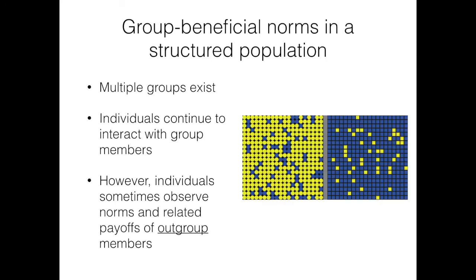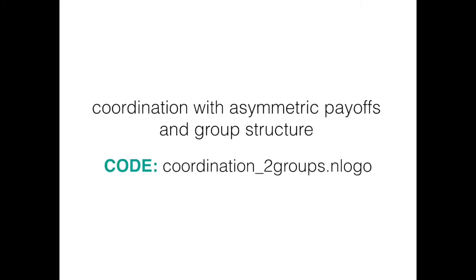So, to set up this model, we're going to extend our grid and divide it into two, so that the group on the left will be separate from the group on the right. And we'll assign each agent a group ID in addition to a norm, so that it knows what group it's in. In principle, this model can be extended for an arbitrary number of groups, but we'll stick with just two in our analysis. So let's go to the code, coordination underscore two groups dot nlogo, for coordination with asymmetric payoffs and group structure.